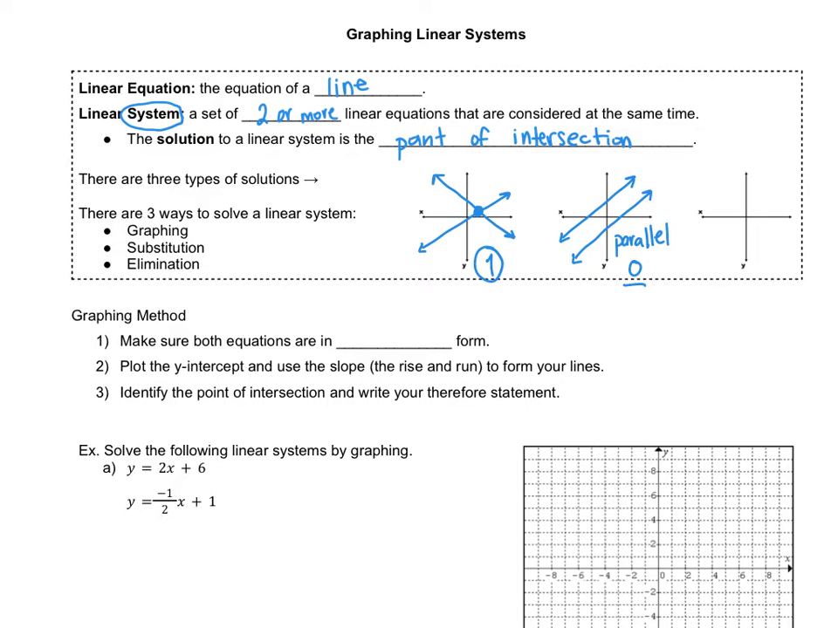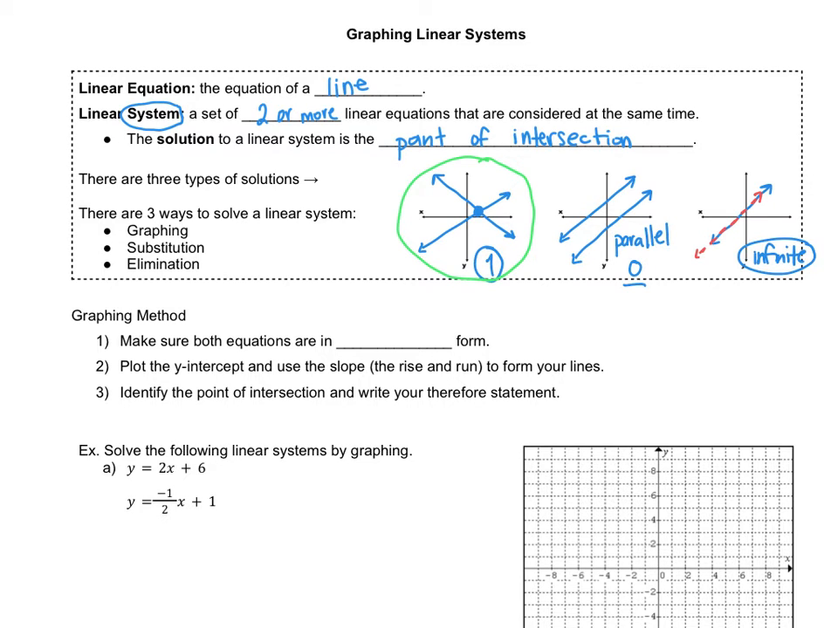And finally, you can have one line, and the other is just directly on top. So if our two lines are the exact same, that means we actually have an infinite number of solutions. But in most scenarios, we will be right over here where we have one solution.